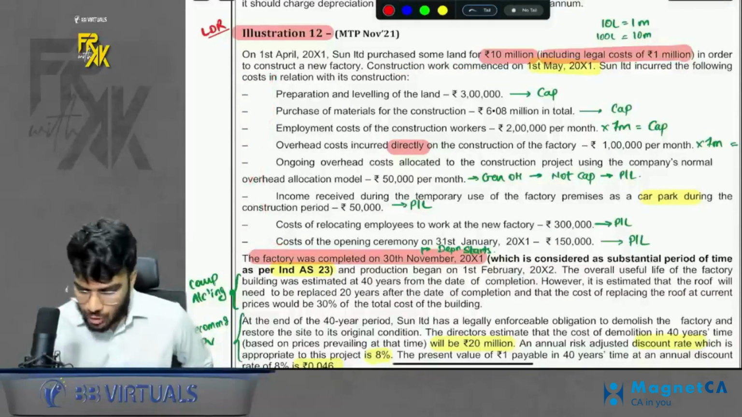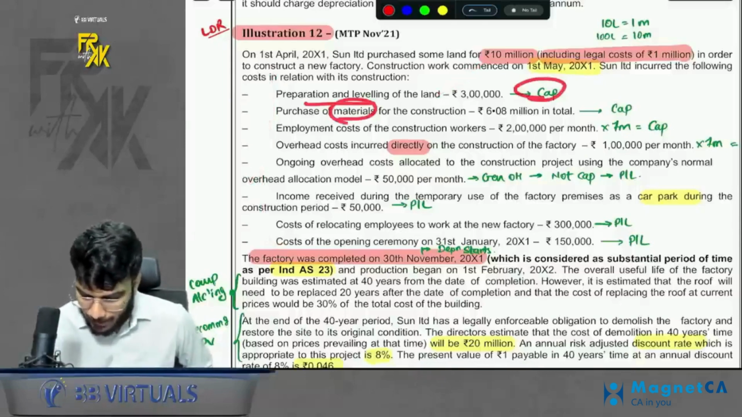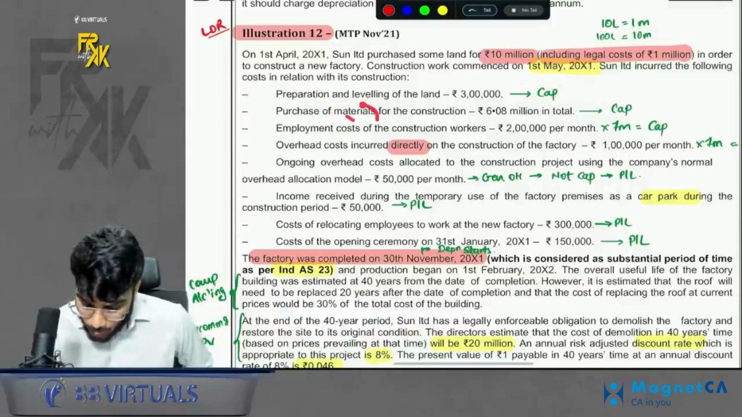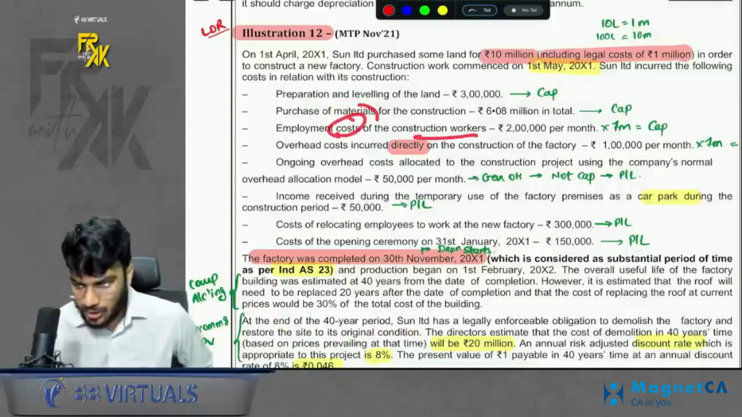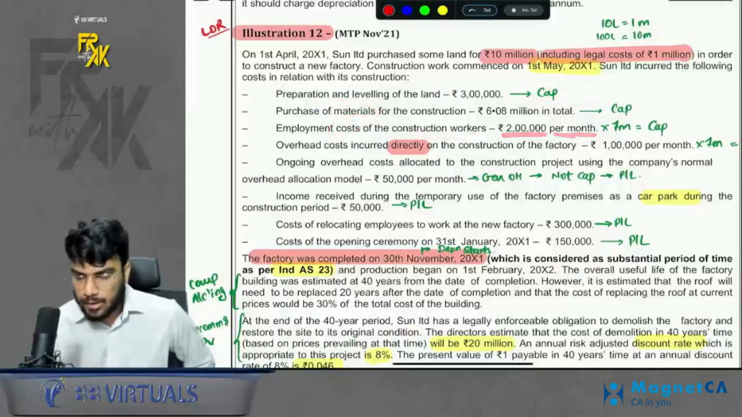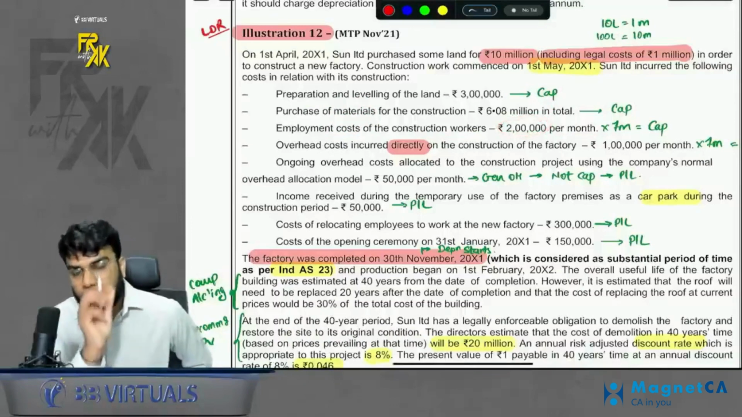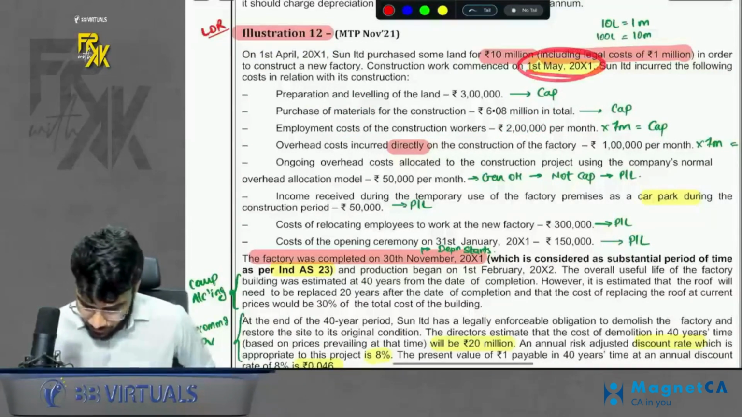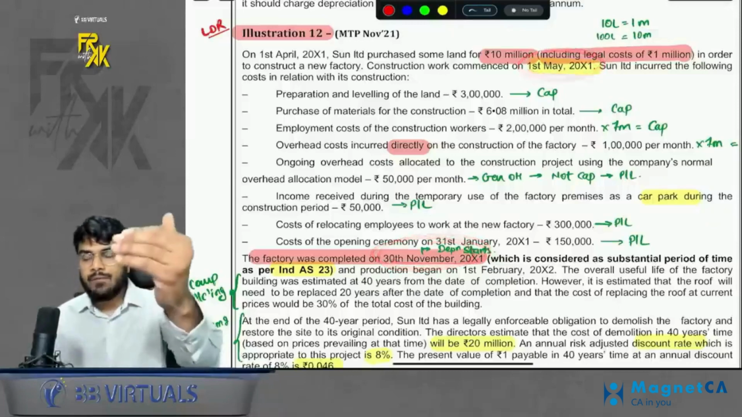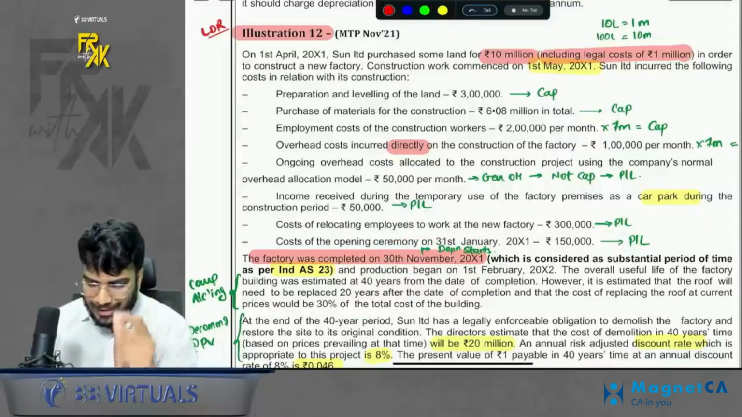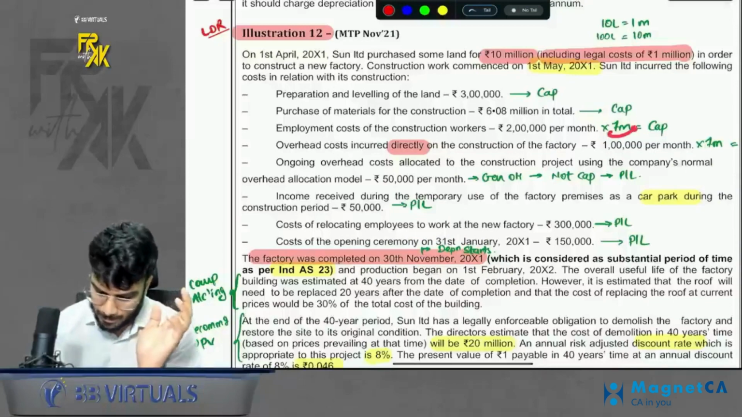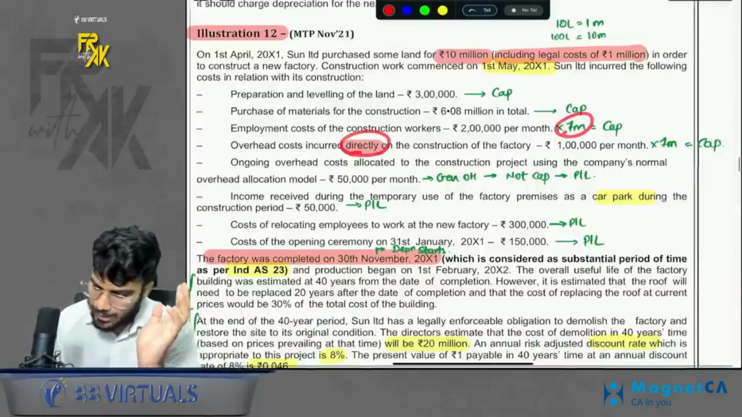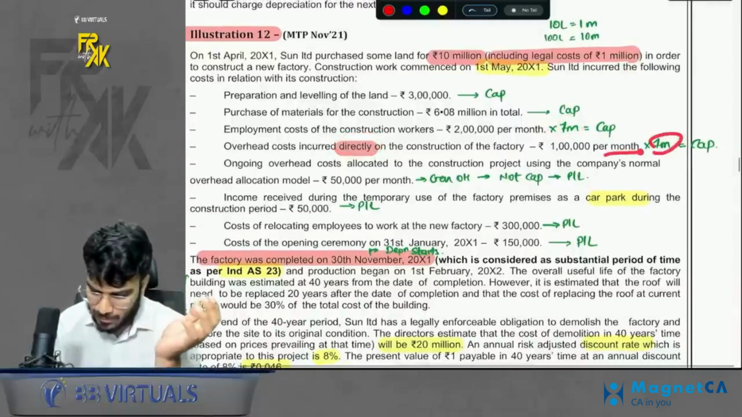First we need to see which costs are to be capitalized. So preparation, leveling of land, capitalize. Purchase of material, capitalize. Employee cost for construction, 2 lakhs per month. Right. So how much we will capitalize? Only capitalize during the period of construction. So the construction started on 1st May and it went all till 30th November. So it went on for 7 months. So we will only capitalize the salaries of employees for 7 months. Direct overheads again given. So direct overheads are capitalized for 7 months because per month is given.